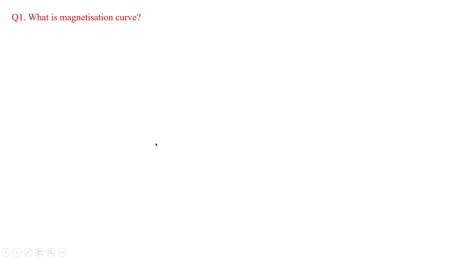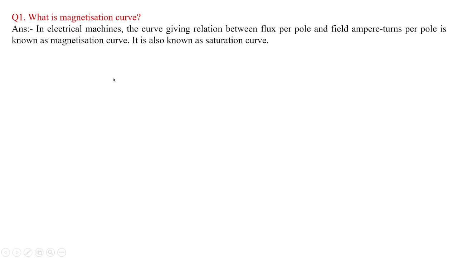First, what is a magnetization curve? Means what is meant by a saturation curve? If you want to give the answer in electrical machines, the curve giving relation between flux per pole and field ampere turns per pole is known as magnetization curve. It is also known as saturation curve. So the next question would be how to obtain saturation curve of DC generator.